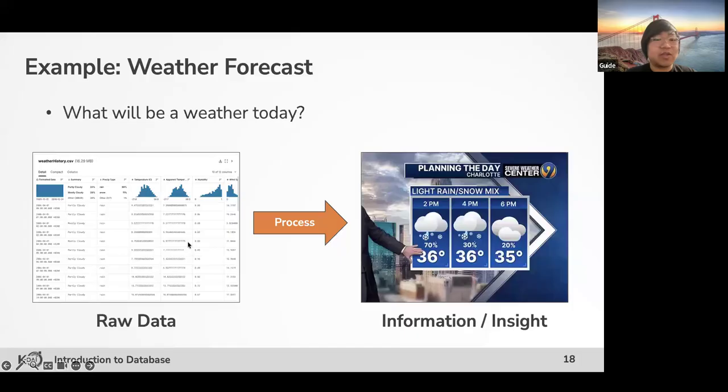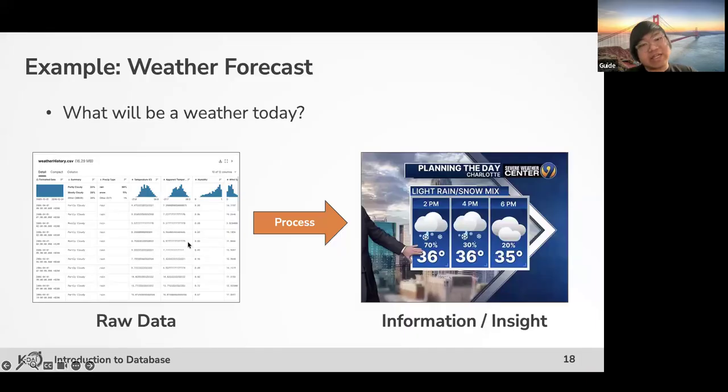Tools, for example, you could use linear regression. What else? You could use deep learning, right? You could also use a lot of statistical models to predict the future, right? In this case, this is pretty similar. Based on the raw data that you have, you process it with your predictive analytics techniques in order to gain information and insight.